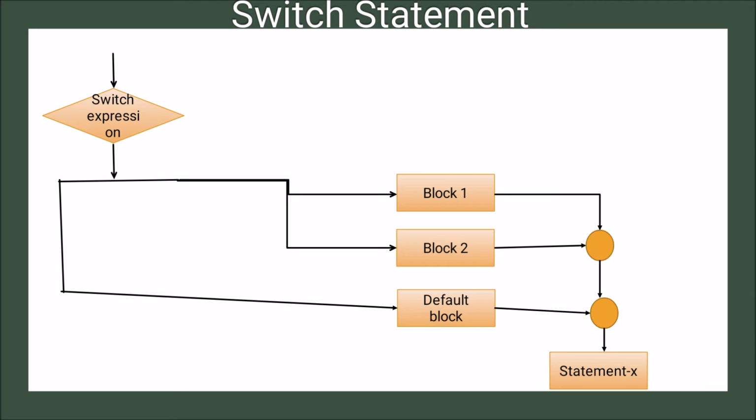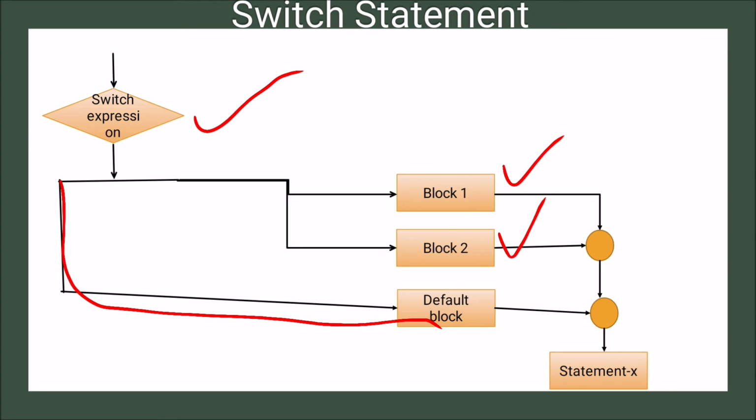So this is the flow chart of the switch expression. This is the switch expression we write, then it goes to block 1, block 2, if it matches the value. And at the end it goes to the default block, and then it goes to statement number X. So we wrote the general format of the switch statement, and the same thing we represent graphically, showing how the switch statement is executed.